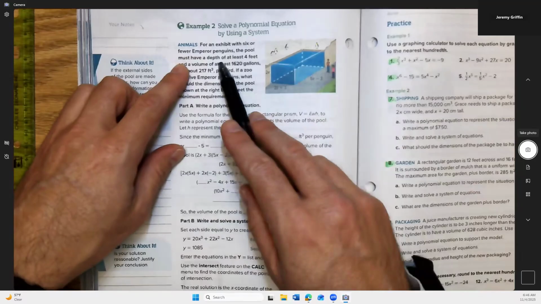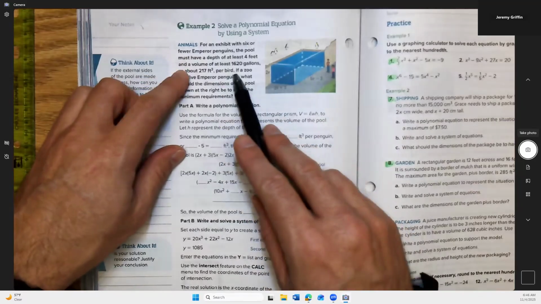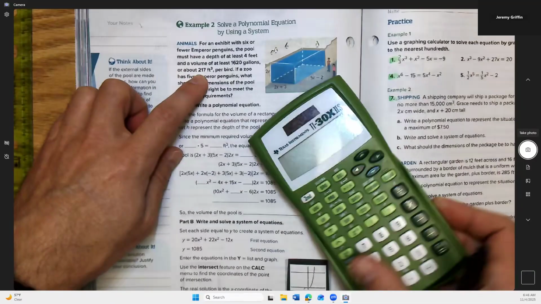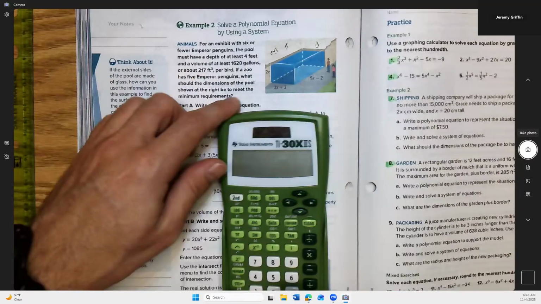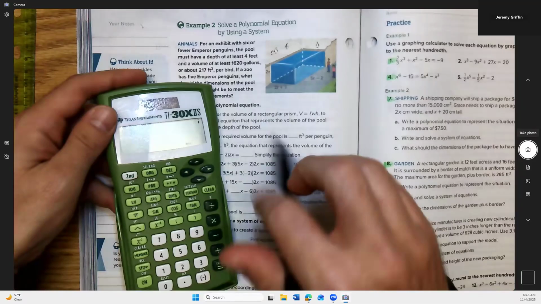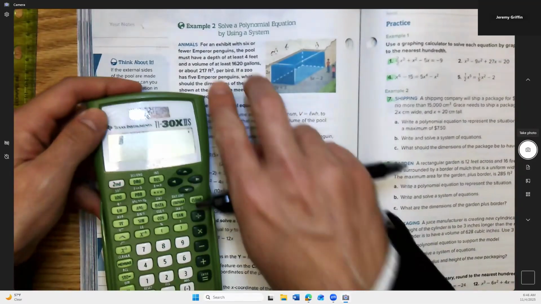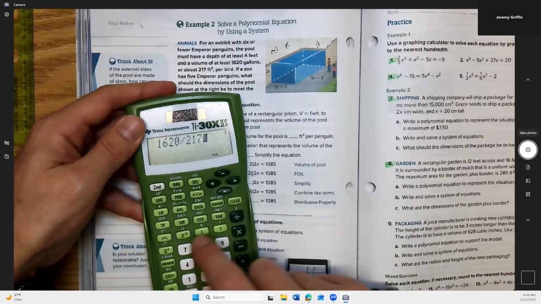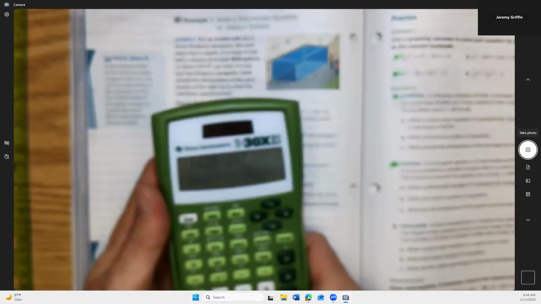The pool must have a depth of at least 4 feet and a volume of at least 1620 gallons, or about 217 cubic feet per penguin, right? Now, if you take the ratio here, you can figure out how many gallons are in a cubic foot. 1620 over 217. This would be gallons per cubic foot.